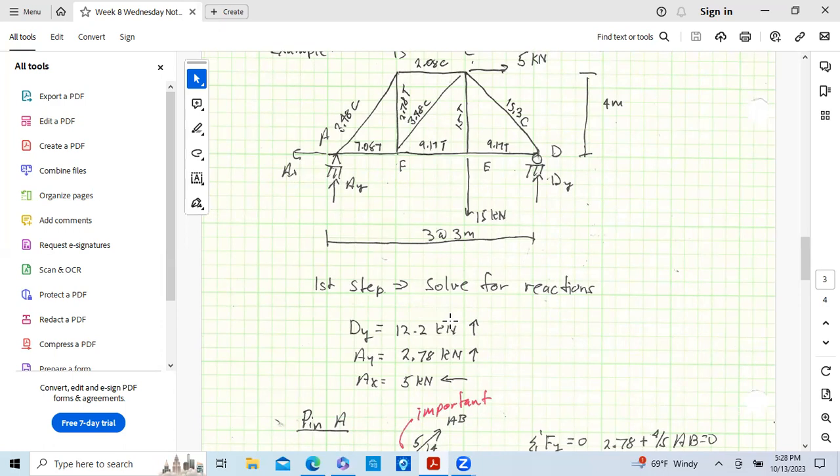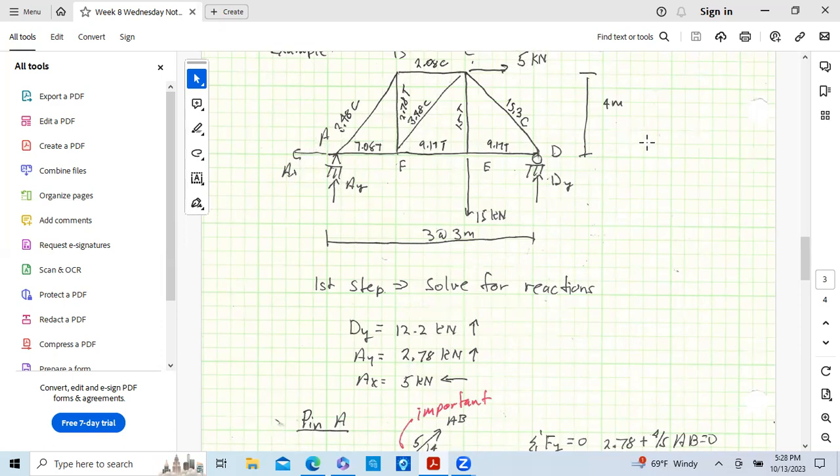What I can do if I want to is sum forces in the Y, and I get A sub Y is 4.78. A sub X would be 5 almost by inspection. We've got one force, 5 in the positive X direction. I saw that, so I have A sub X going in the negative direction, so that's 5.